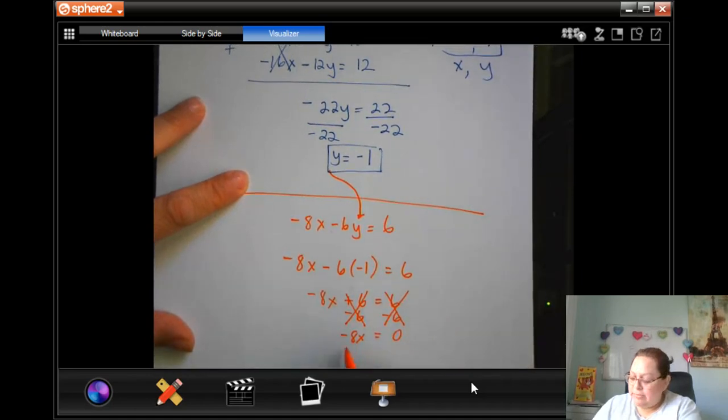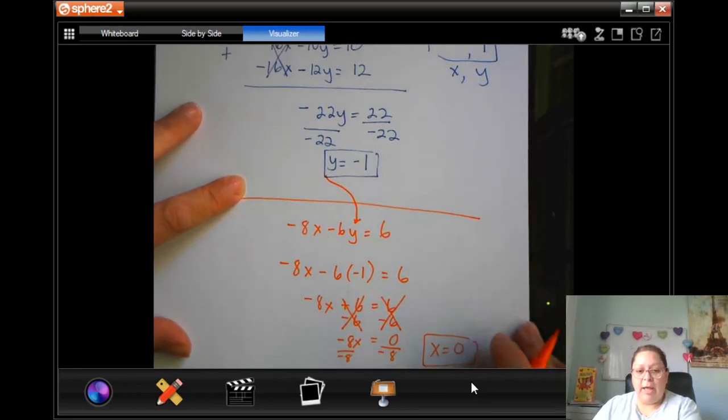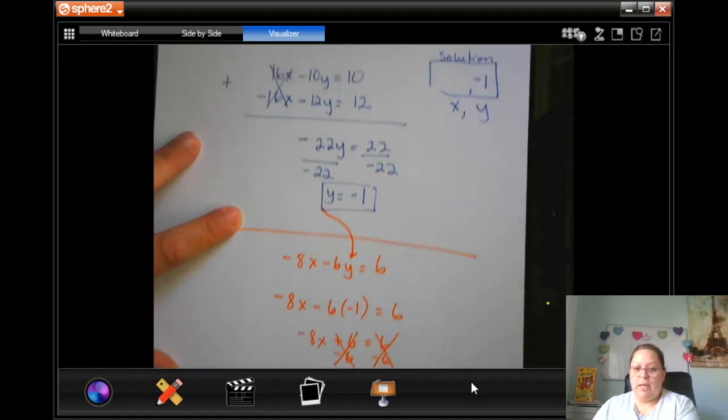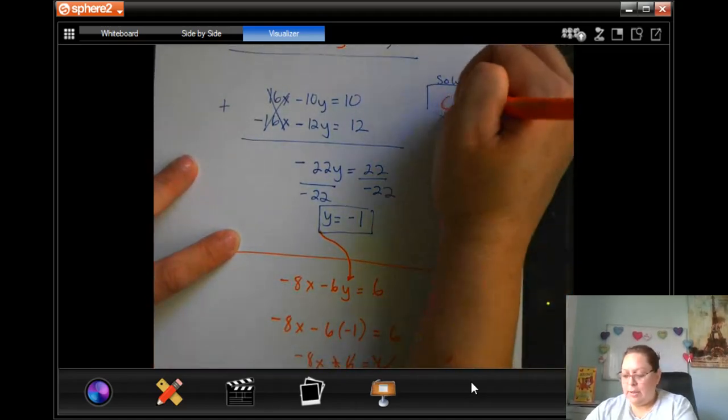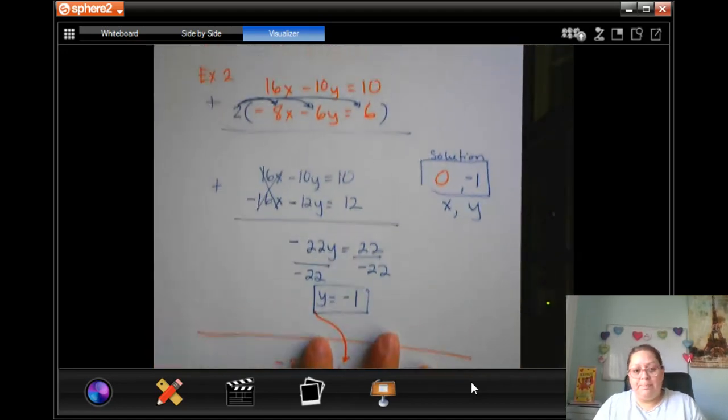Last thing you want to do is divide the entire thing by negative 8. And when you divide 0 by anything, it's just 0. So we know that x will equal 0. So now go ahead and put that answer into your solution. Okay. Again, positive, bring that down, subtract 6, divide by negative 8. Okay, so x will equal 0. And there you have it, your solution, 0 and negative 1 for this system.